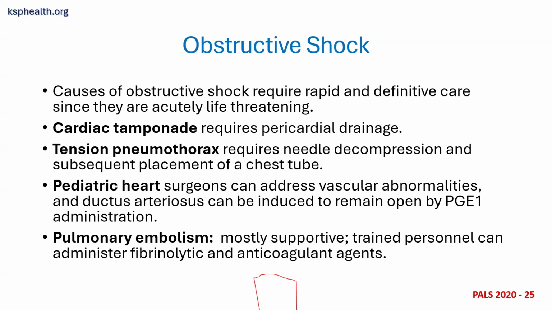Obstructive shock. The cause of obstructive shock requires rapid and definitive care. For example, cardiac tamponade requires pericardial drainage right away. Tension pneumothorax needs needle decompression, subsequently placement of a chest tube. Other vascular abnormalities need to be dealt with by pediatric heart surgeons. There are left-sided obstructive lesions and right-sided obstructive lesions. Most of them need PGE1 immediately, followed by some shunt placement.